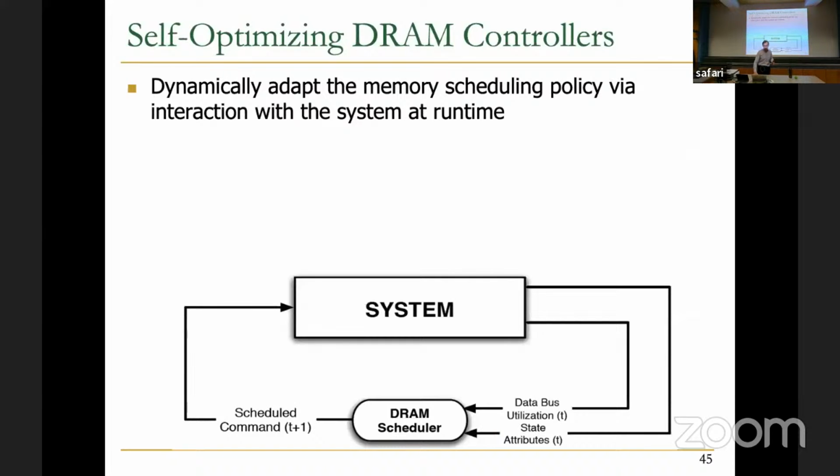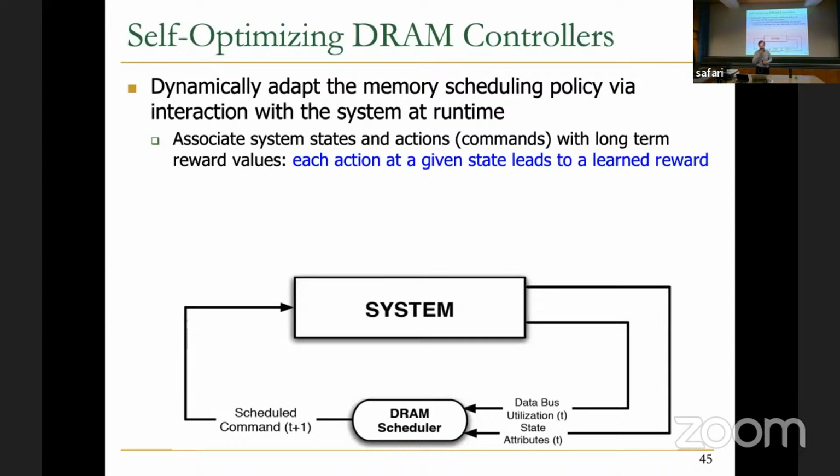So that's the idea, basically. Once you have this idea, you apply some reinforcement learning mechanism. I'm not going to go into the details of it, but of course, you need to optimize the system because this is going to be implemented in hardware, right? So essentially, you associate system states and actions, commands with long-term reward values. Each action at a given state leads to a learned reward.